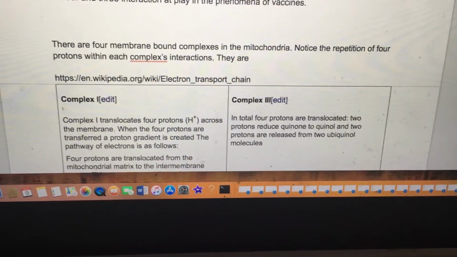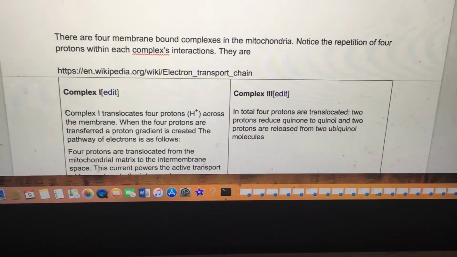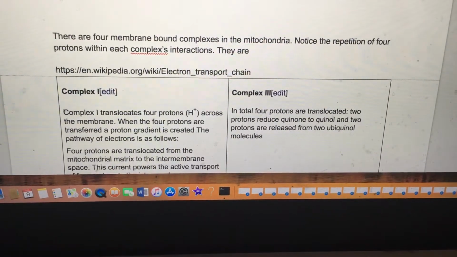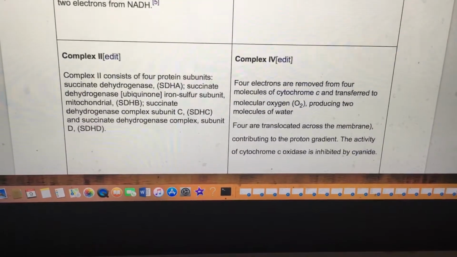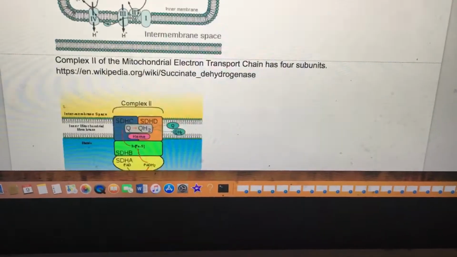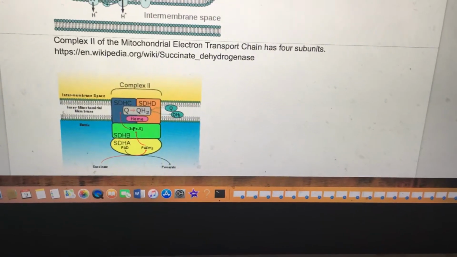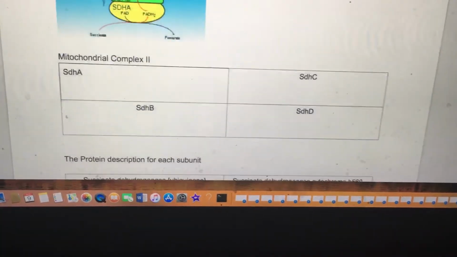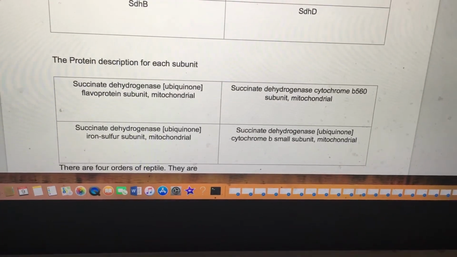There are 4 membrane-bound complexes in mitochondria. Notice the repetition of 4 protons within each complex's interactions. They are these 4 complexes. Complex 2 of the mitochondrial electron transport chain has 4 subunits. The protein description for each subunit.